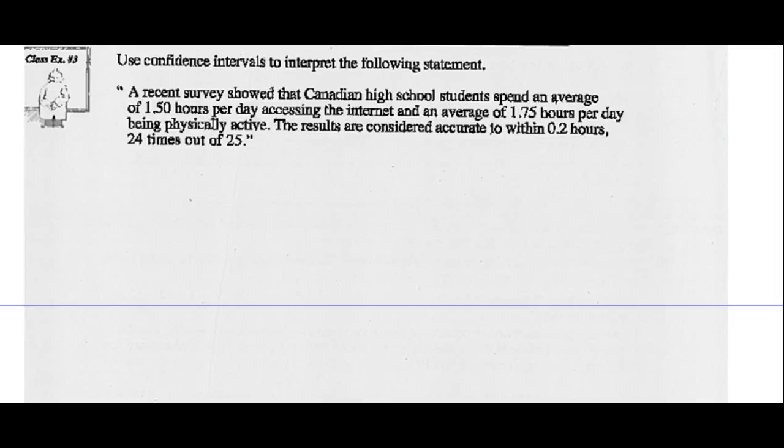Use confidence intervals to interpret the following statement. A recent survey showed that Canadian high school students spend on average 1.5 hours per day accessing the internet and an average of 1.75 hours per day being physically active. The results are considered accurate to within 0.2 hours 24 times out of 25. So using confidence intervals, let's interpret that statement. Well, 24 out of 25 is a percentage of 96%.